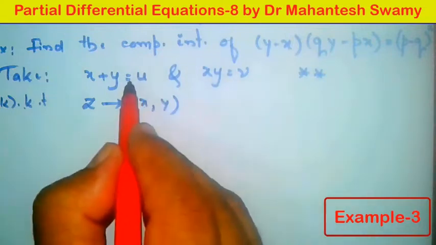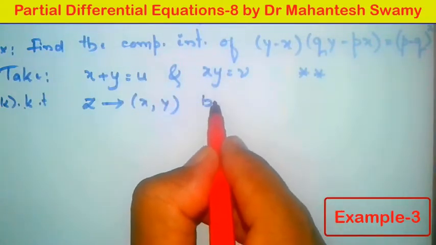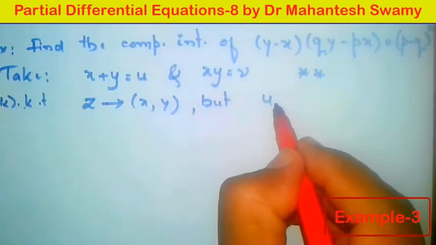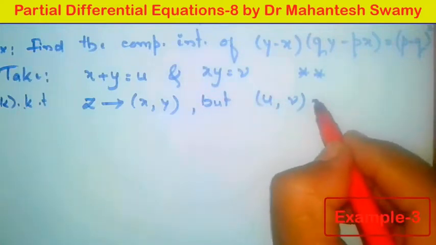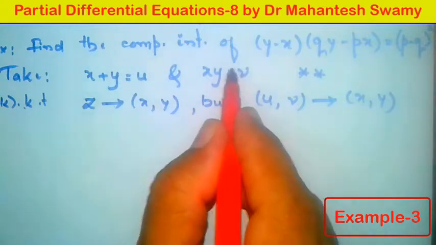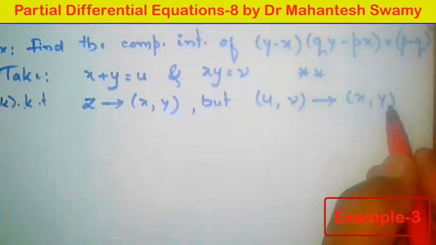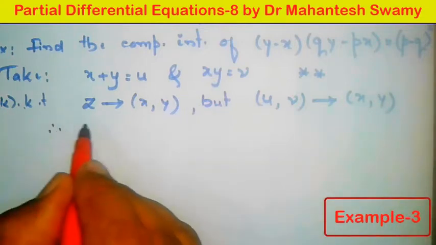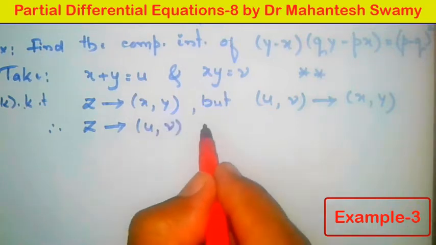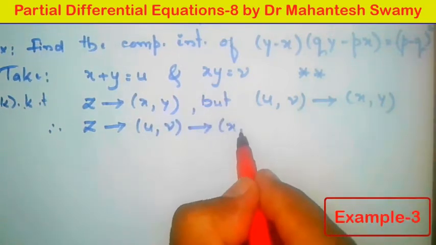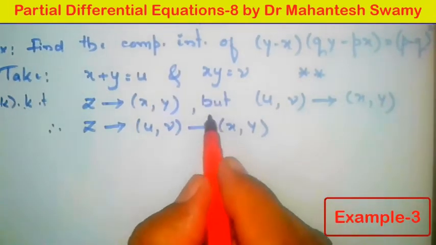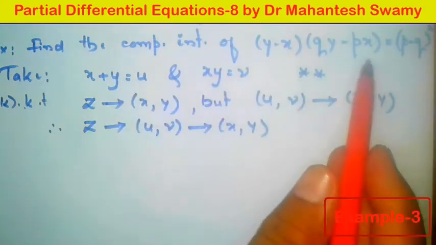But as per these two substitutions, we are observing here that u and v both are functions of x and y. u is a function of x and y, v is a function of x and y. Therefore u and v are functions of x and y. So therefore what can we write? z is a function of u and v, and u and v are in turn functions of x and y. This thing we can identify from these two expressions and the given differential equation.